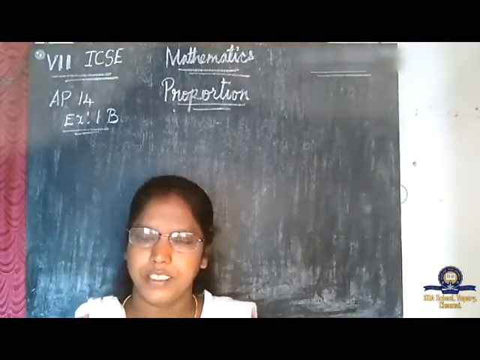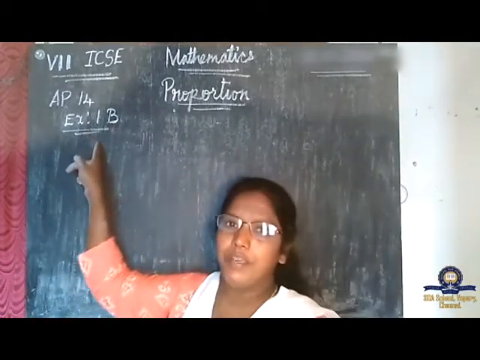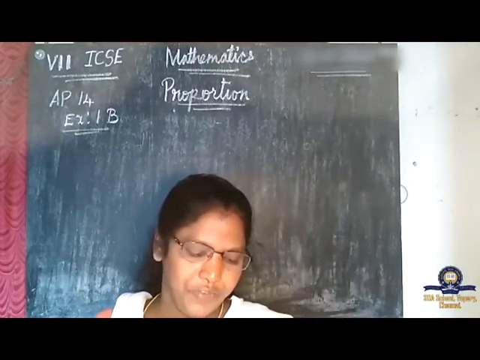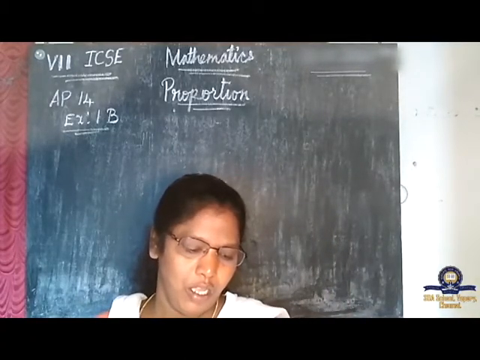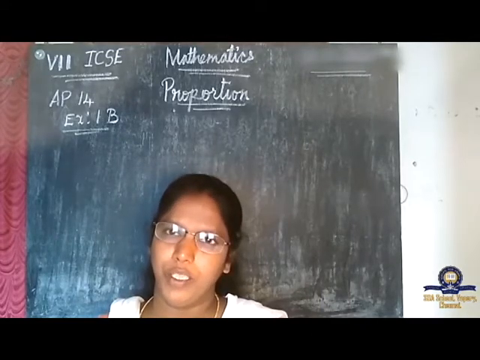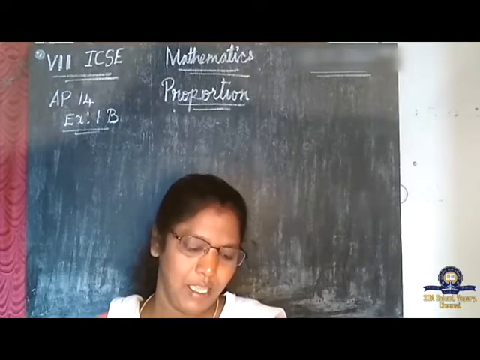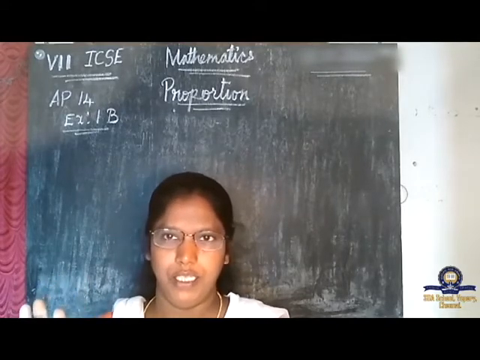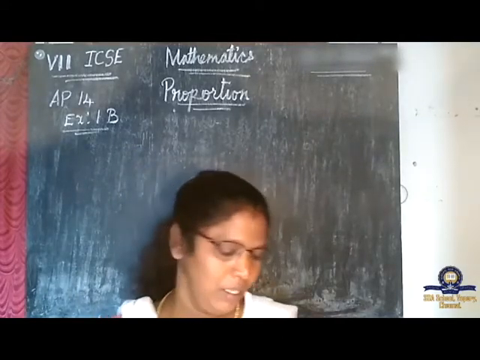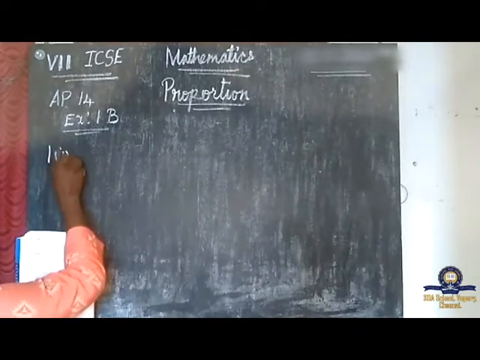Let me read the question here. First one. Page number AP 14, Exercise 1B. Identify the true and the false statements among the following. Four are given there, is it? I am going to solve only one. Rest all you can do. Okay, so listen carefully. First one.